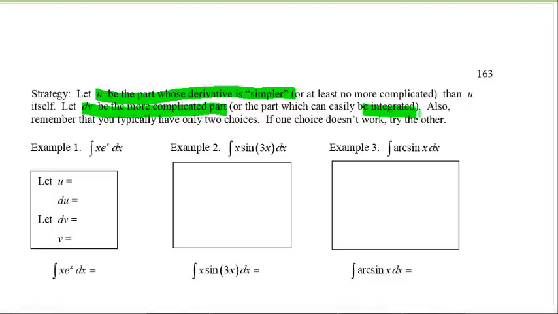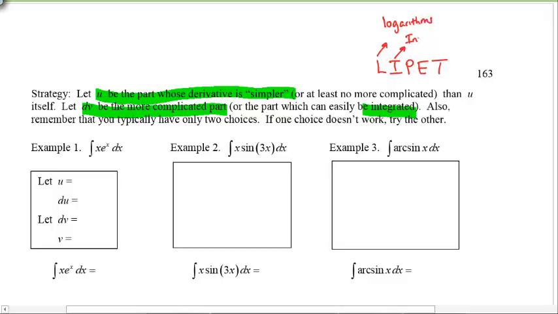There's also another way of understanding how to choose u, and I've seen this from other teachers. They have the acronym LIATE. Yes, LIATE. When you talk too much, lip it, not zip it. LIATE stands for the following. L stands for logarithms. I stands for the inverse functions, P stands for polynomials, E is the exponentials, and T is trig.